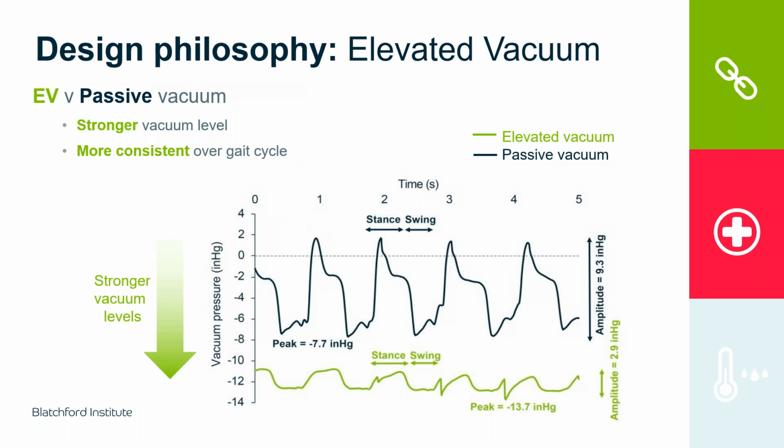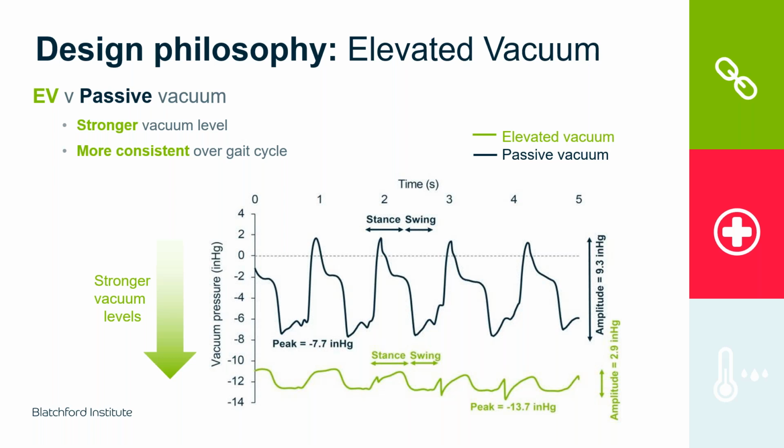And we love graphs at Blatchford. I personally find them confusing, but this graph effectively is showing the difference in vacuum levels between passive vacuum and elevated vacuum. So passive vacuum is the darker colour. To me it looks black. I'm told it's blue, so let's call it an octopus ink colour. Elevated vacuum is in green, so the green one at the lower part of the graph.